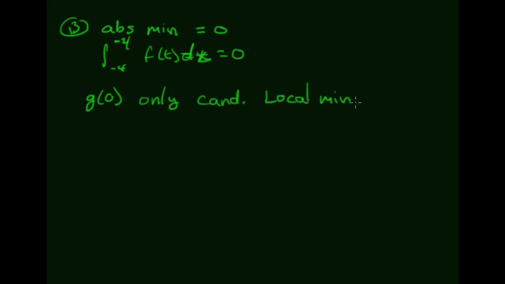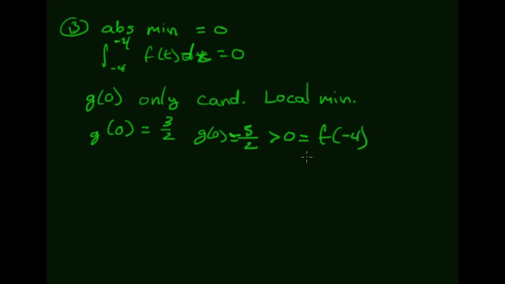And the reason why it's the only candidate is it's the only one that is decreasing to the left of it, right? Everything else in the graph is positive. So g of 0 is the local candidate. But we know from above that g of 0 is 3 halves. And 3 halves is bigger than 0. So g of 0 is equal to that. And this is equal to f of negative 4.